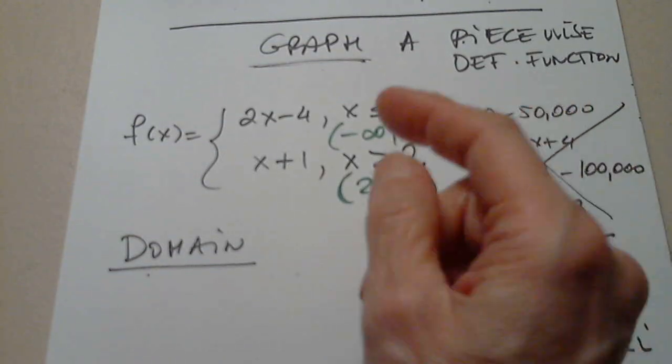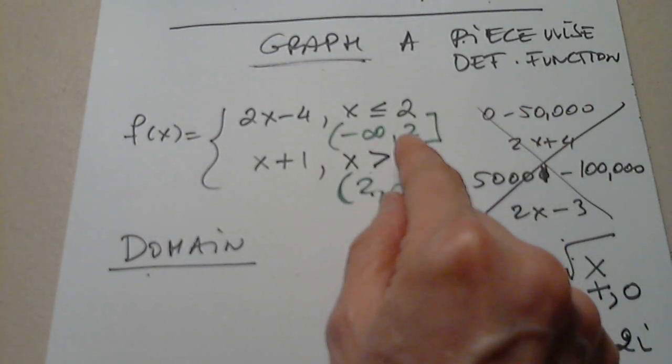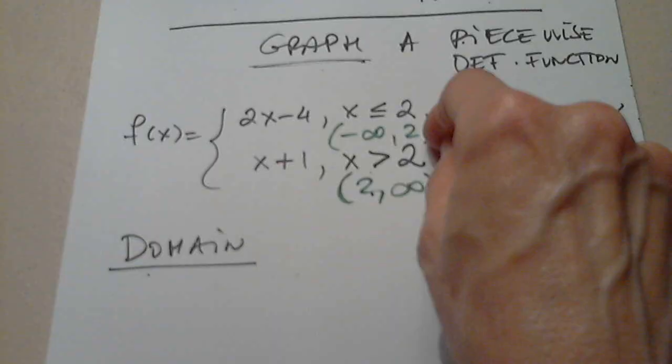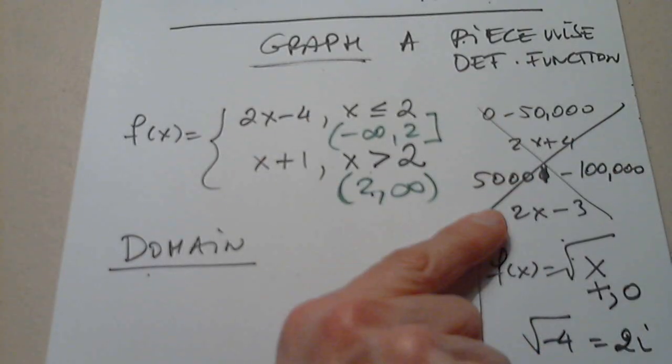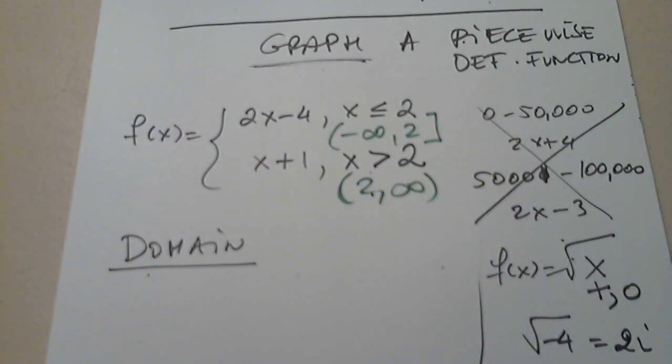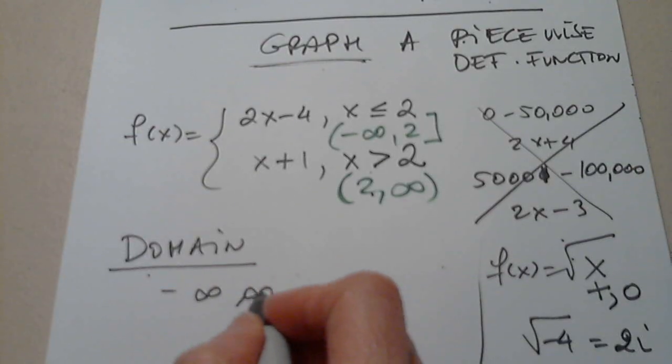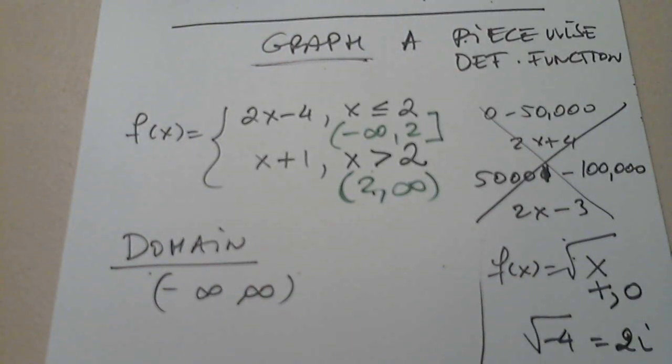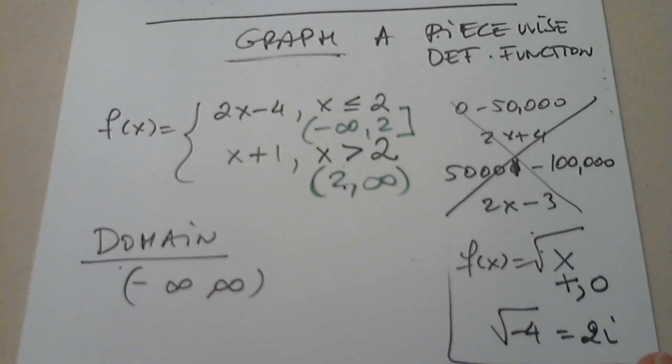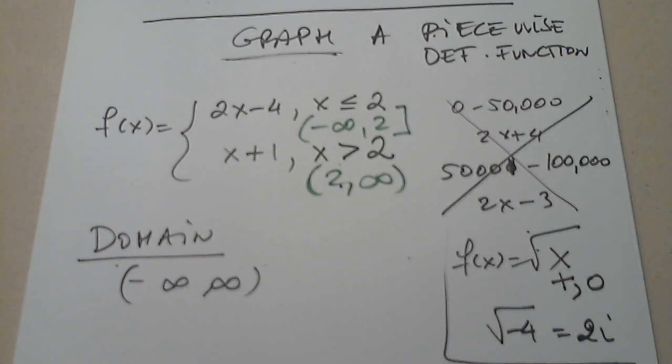What am I saying here? From negative infinity to 2, 2, not 2 to infinity. Well, this means all real numbers. There is nothing missing. All numbers to the left of 2 are in the domain. 2 is in the domain, and everything after 2 is in the domain. So the domain is all real numbers. Do we all agree with all real numbers?